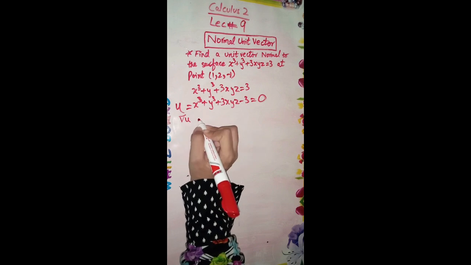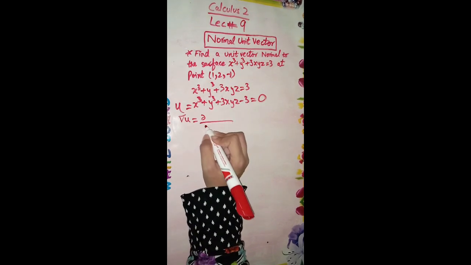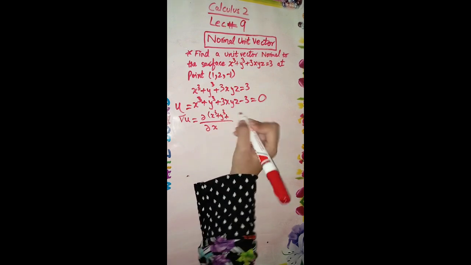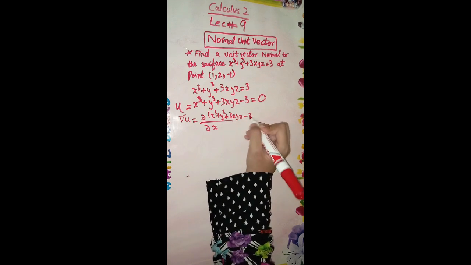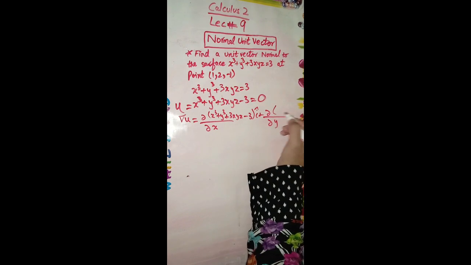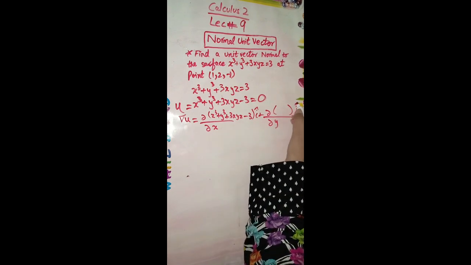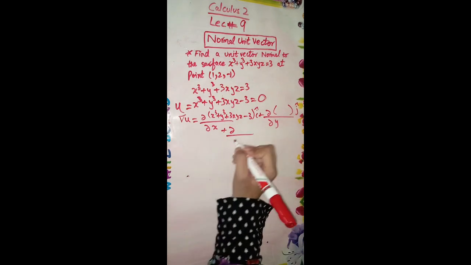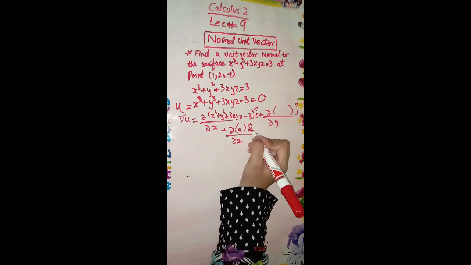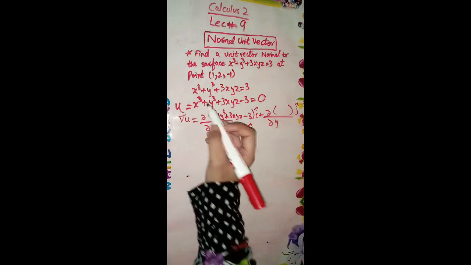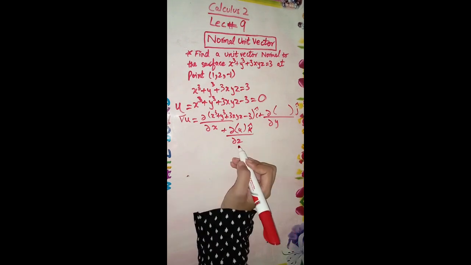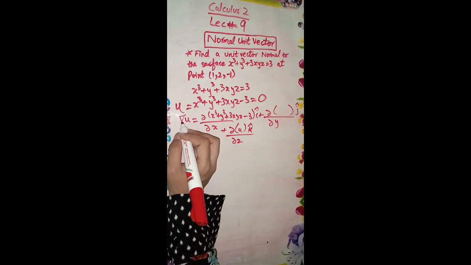So finding its gradient, del u, is partial by partial of x of u, where u is x cube plus y cube plus 3xyz minus 3, in the i hat direction, plus partial by partial of y of u in the j hat direction, plus partial by partial of z of u in the k hat direction. We take the partial derivatives of u with respect to x, y and z, and we add these values and we will get the gradient.